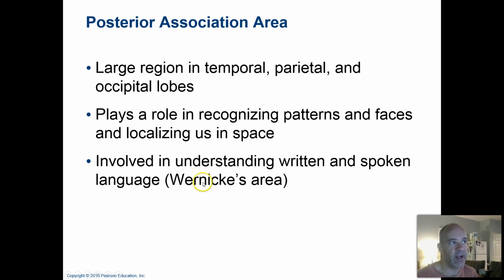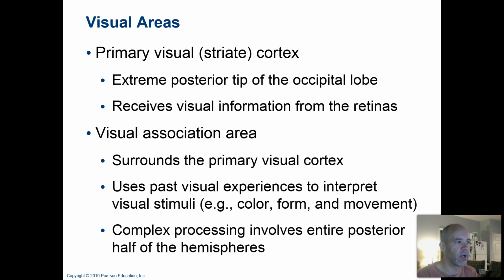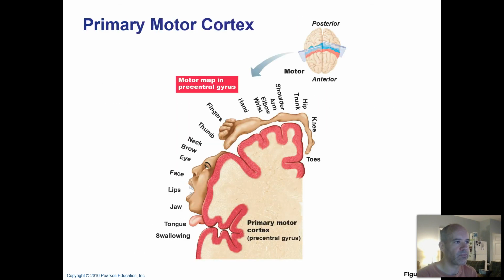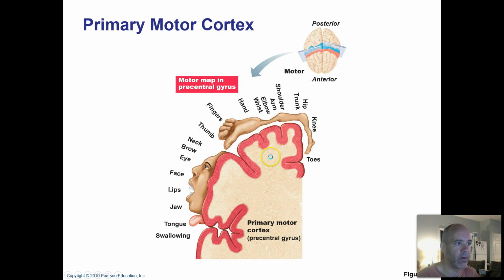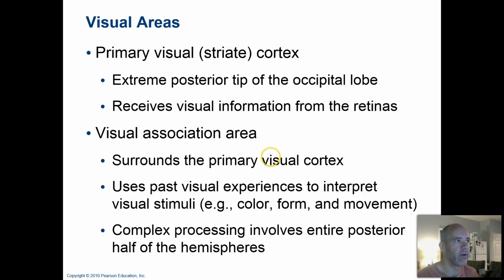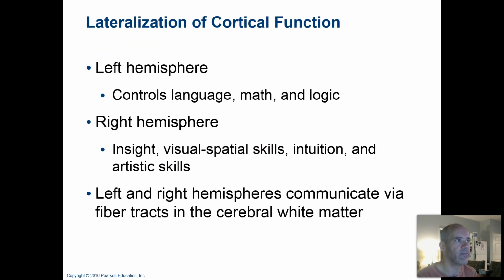And then there's also a special area called Wernicke's area. So Broca's area, the neurons that are located there control the muscles that you use for speech. Wernicke's area is involved in you being able to understand both written and spoken language. Let me go back to my brain map over here. So here's your Wernicke's area. That's a pretty big area of the brain back here that's devoted to understanding spoken and written language. So all of this huge area back in here is what we're talking about, this posterior association area.